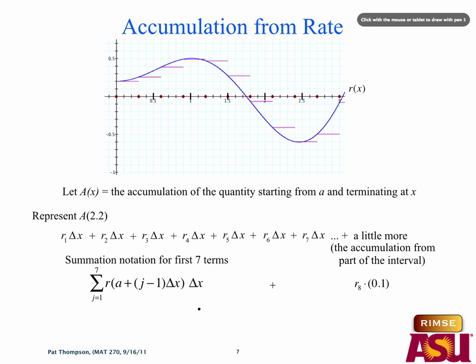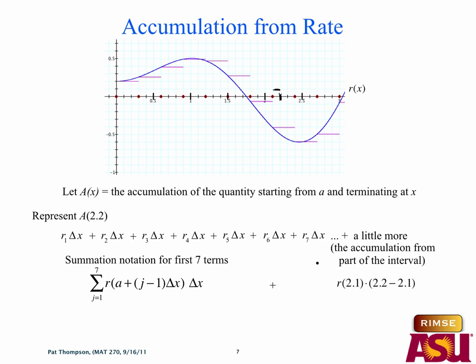But then we want to add a little bit more. That little bit more comes from doing the rate in the last interval times the change in x in that last interval. But the change in x here isn't the complete delta x. It's just a little bit of it, because 2.2 doesn't cover the whole span. It's only that much of the 8th interval, okay?